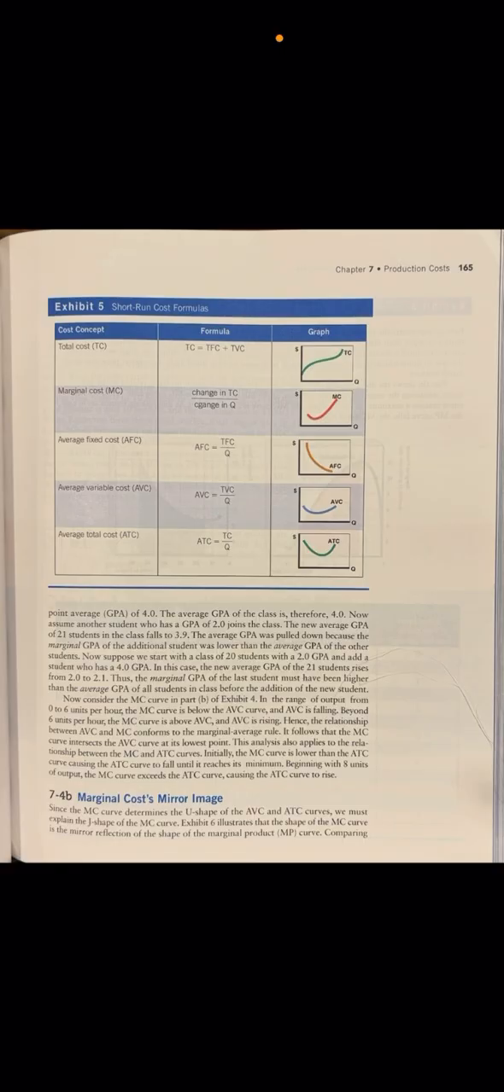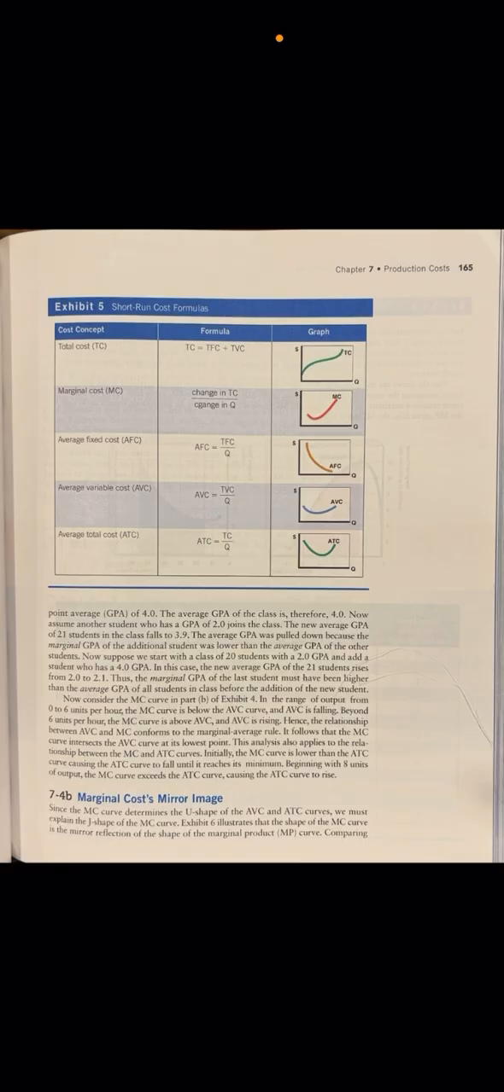Now, consider the MC curve in Part B of Exhibit 4. In the range of output from 0 to 6 units per hour, the MC curve is below the AVC curve, and the AVC is falling. Beyond 6 units per hour, the MC curve is above AVC, and AVC is rising. Hence, the relationship between the AVC and MC curves conforms to the marginal average rule. It follows that the MC curve intersects the AVC curve at its lowest point.